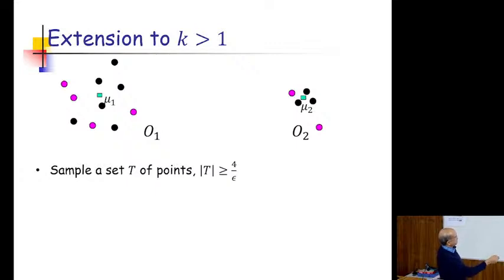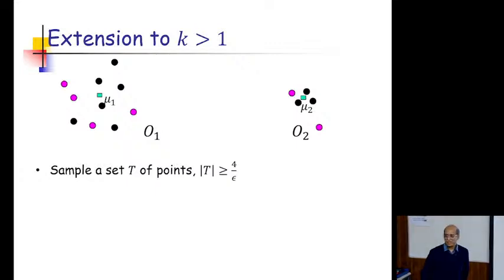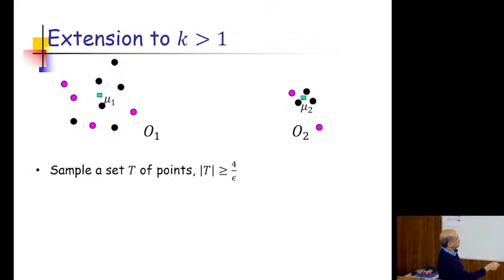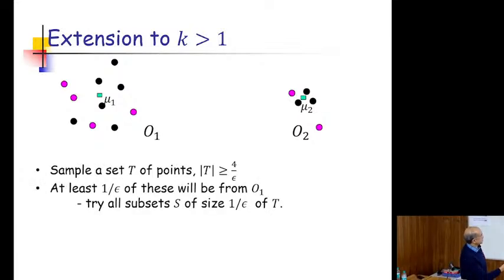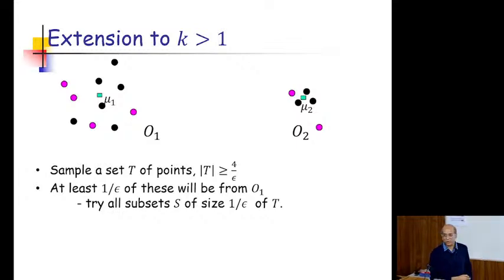So let's say this is a bigger cluster and this is a smaller cluster, and my goal is to figure out what mu1 and mu2 are. For example, earlier I was figuring out what mu1 was. Let's say I sample, again, order 1 over epsilon points. I know that I will sample enough points from the bigger cluster. From the smaller one, I may not sample enough, but from the bigger cluster, I will sample roughly 1 by epsilon points with some constant probability. So, for example, these pink points are the sampled points.